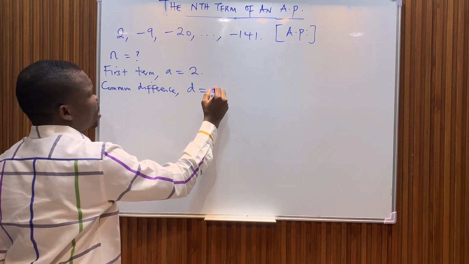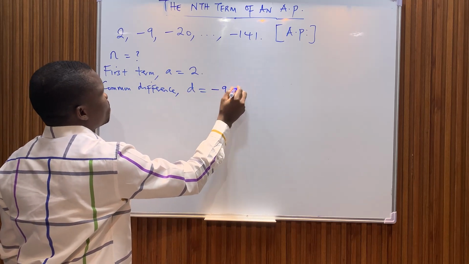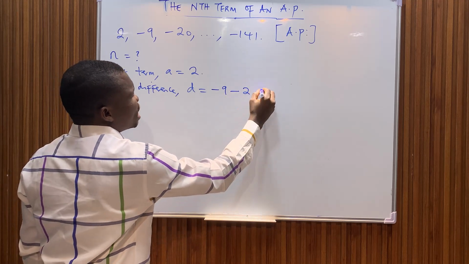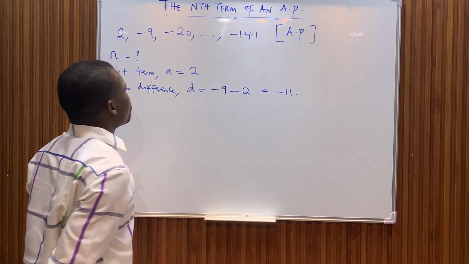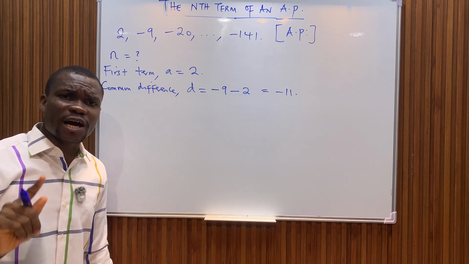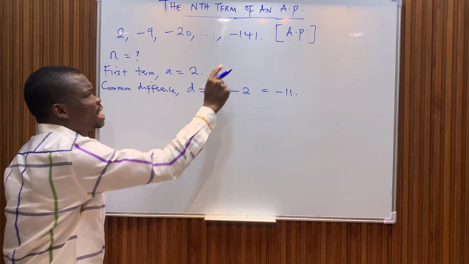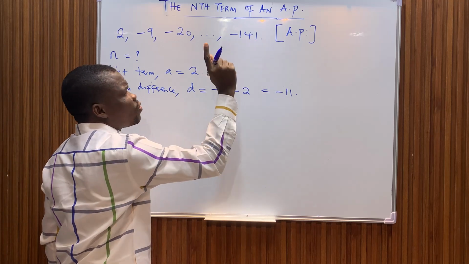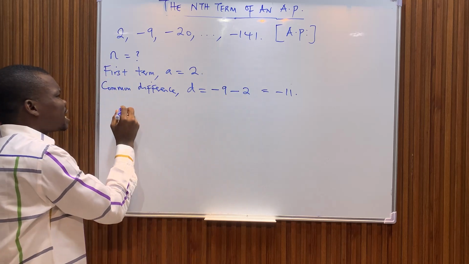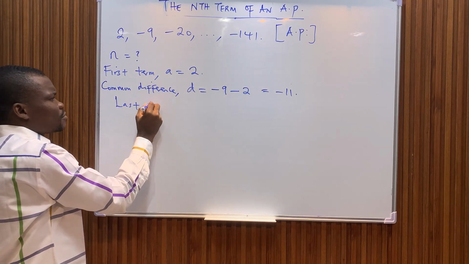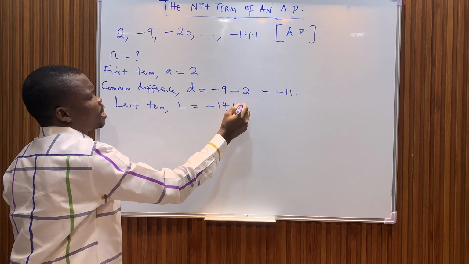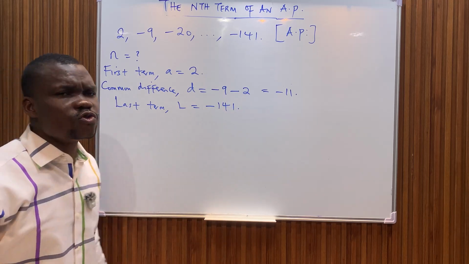So second term minus first term is minus 9 minus 2, which gives us minus 11. So our common difference is minus 11. From this problem, you can see that we are given the last term. This sequence stops here, so this is called the last term. So we can say that the last term, L, is minus 141. Remember, we are asked to find n.